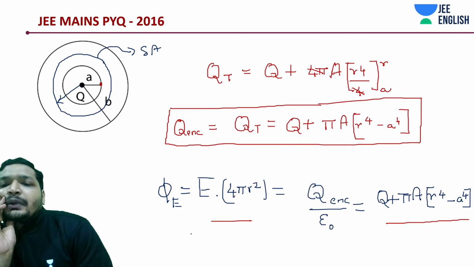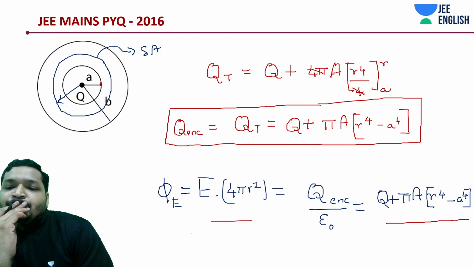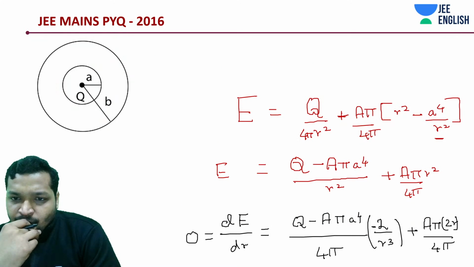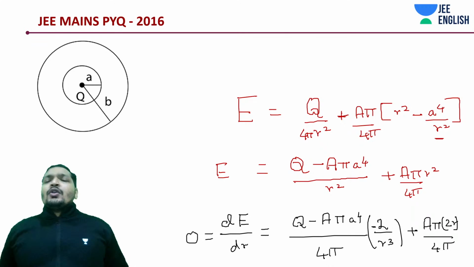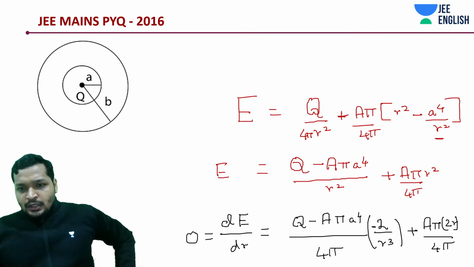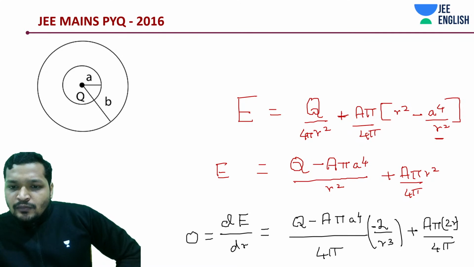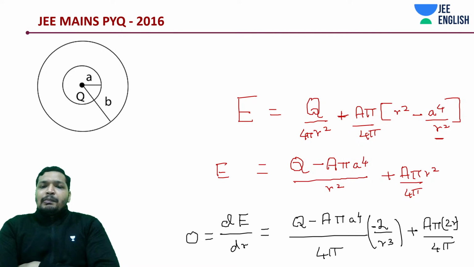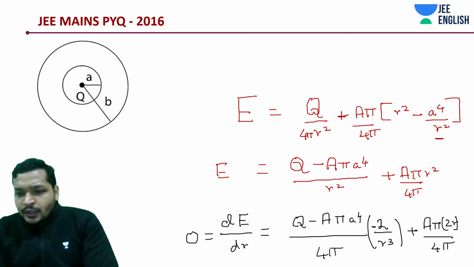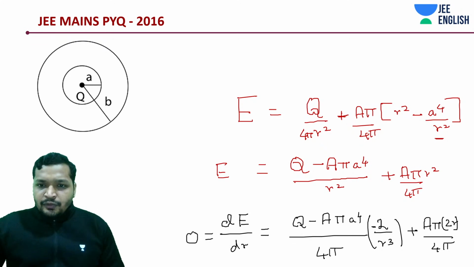Pi A R to the power 4 minus 4. That is all fine. There is some issue in the question, maybe. Approach. Okay, R square. This should be independent of R. So if this has to be independent of R, this is also 4.